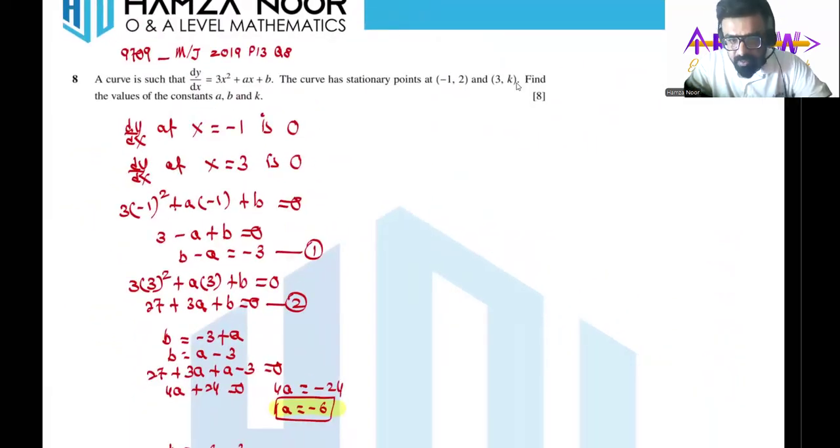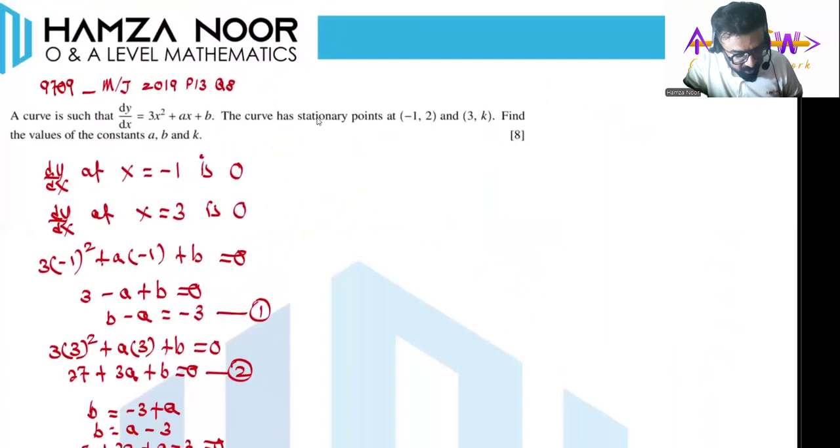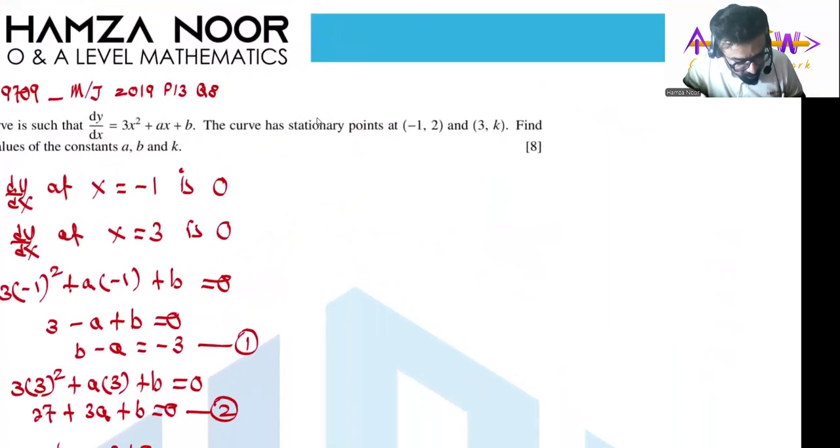As we can see, (3, k) is a point which is lying on the curve. So I need to find the equation of the curve. In order to find the equation of the curve, I need to integrate the dy over dx function with respect to x.